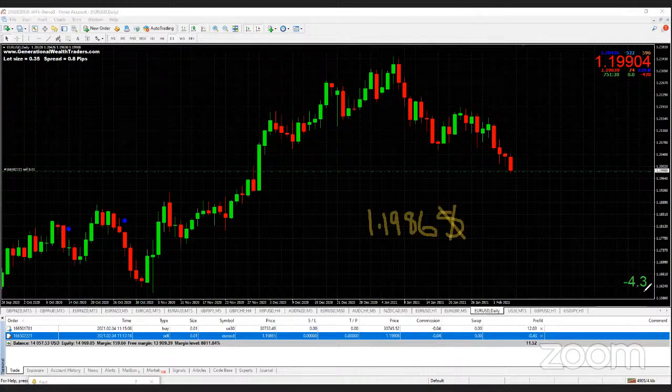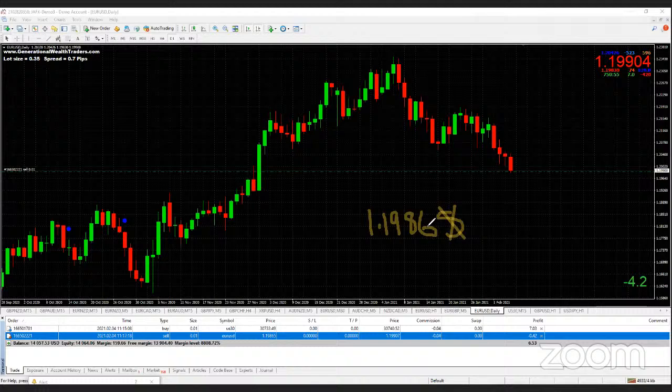Just like now you can see, we are currently at minus 4.3 pips because the price is going against us. We sold, which basically means we went short because we thought the price was going to go down, but instead the price is going up. So that's why we are in the negative. If we're in the positive, it will be a plus here.